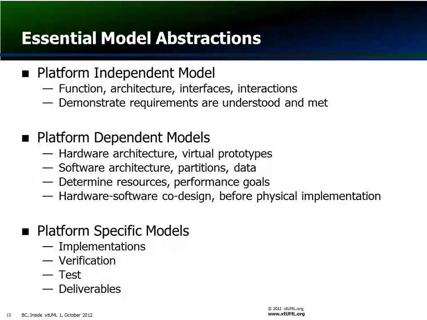So what we've been doing here is walking down from high levels of abstraction, in other words, lesser amounts of detail, to more and more detail that enables us to ask more detailed questions. At the high level of abstraction, we call a platform-independent model the vehicle we're going to use to look at the functions, understand the architecture, specify the interfaces between functional blocks, and look at those interactions.